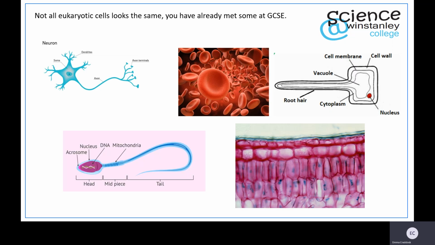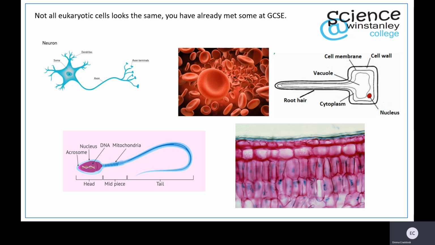So as you've seen at GCSE, not all eukaryotic cells look the same. Some are specialised, and at GCSE, you looked at specific cells that are specialised. So for example, a neuron, it's long, it has an axon, it has dendrites, and it has the synaptic terminals, which allow for action potential to be propagated along the neuron and taken around the body through the nervous system.